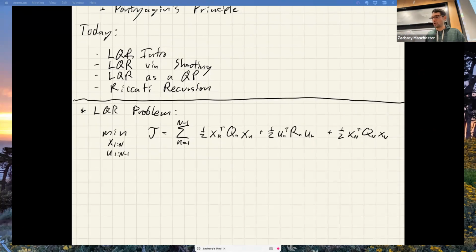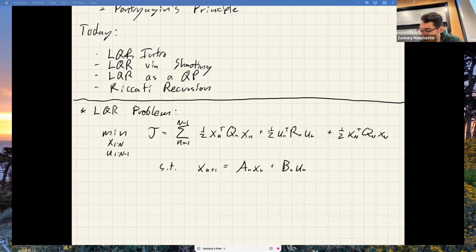Okay, so that's the cost function, quadratic cost. And then we have linear dynamics. So this looks like x_{k+1} equals Ax plus Bu, where A and B are matrices. This is just a slight specialization of the general nonlinear problem we saw last time, where you have a quadratic cost function and linear dynamics. So that's the linear quadratic regulator, which is what LQR stands for. Regulator is just an old name for controller.